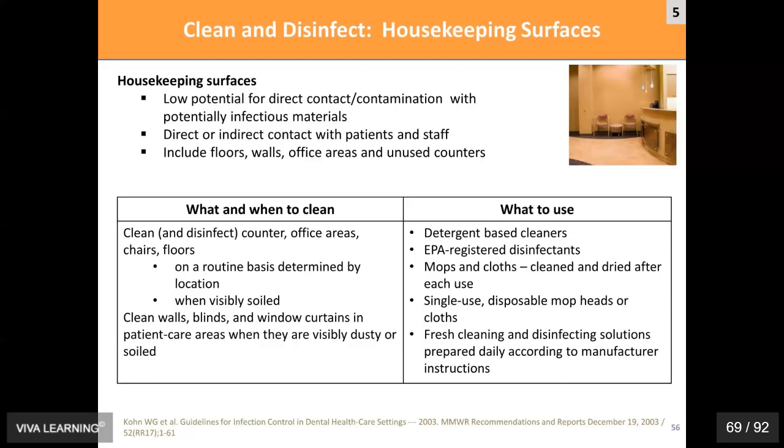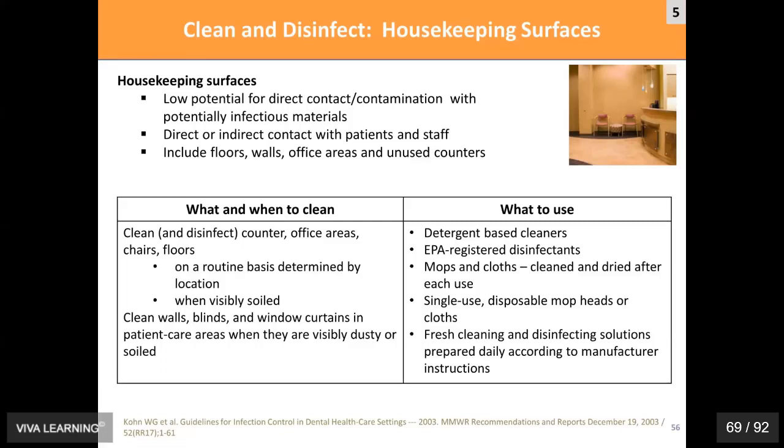Remember that mops and cloths, let your cleaning crew know they need to dry out. You can't just keep them wet day after day, sponges, mops, cloths, or else they'll become a laboratory for the growth of bacteria. They need to dry out. Or you could go to single-use mop heads, disposable ones. Again, these cleaning solutions need to be prepared fresh daily, not used week after week. I'll see offices where you see a mop sitting in a low-level disinfectant for the whole week.